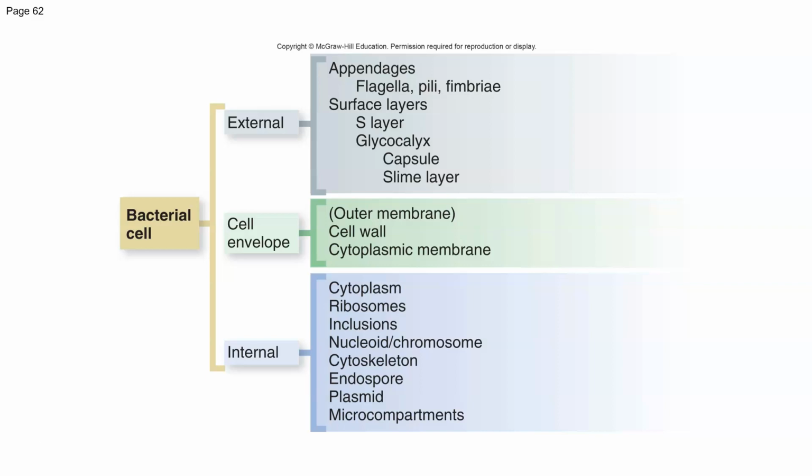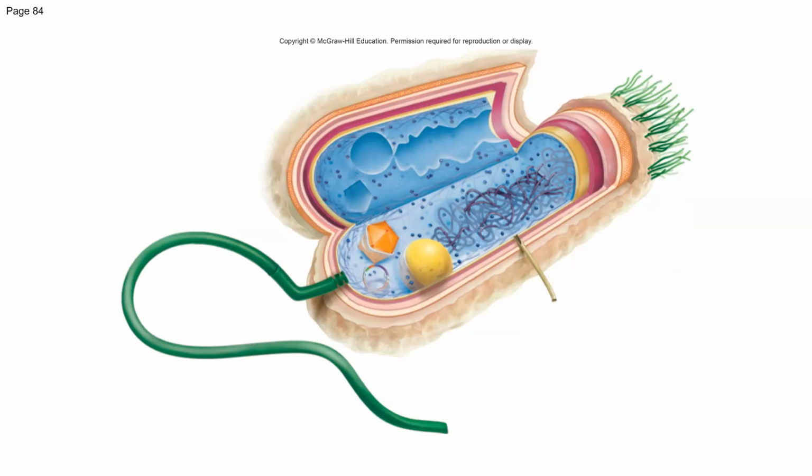And then it says there's an external part which can have flagella, pili, and fimbriae, and there are different cell surfaces that could be in here. And we're going to look at how each one of these are important in this particular chapter. This is your bacterial cell in a schematic form. When we look at this, we can see that it's got a whole bunch of different parts.